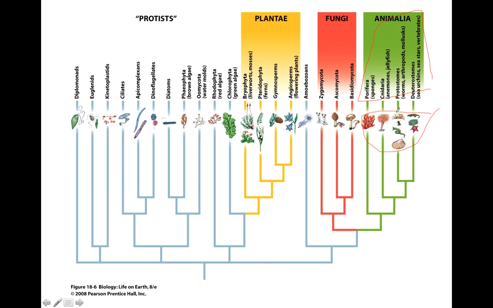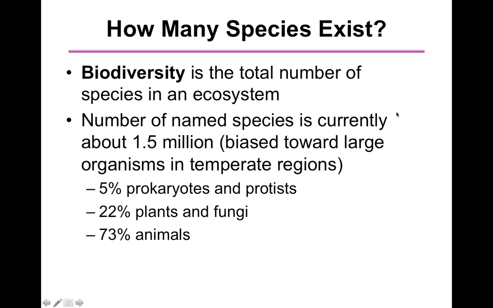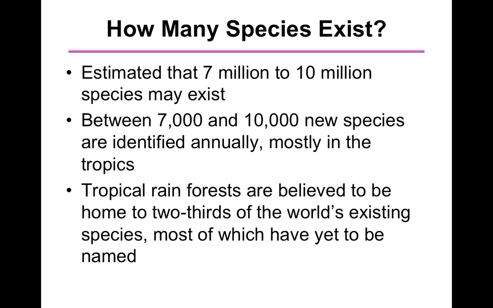Kingdoms, how many species are there? Biodiversity is the total number of species in an ecosystem. The number of named species is currently about 1.5 million, mostly large organisms in temperate regions. 5% are prokaryotes and protists, 22% plants and fungi, 73% animals.